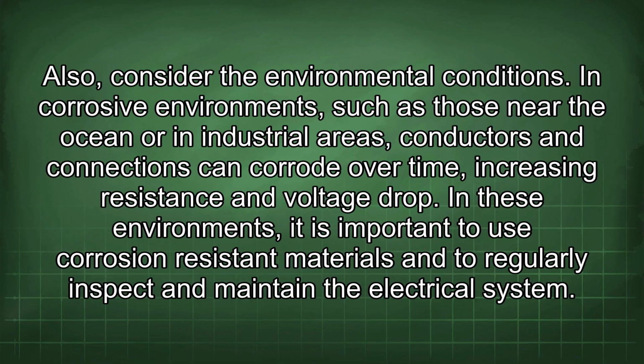Also, consider the environmental conditions. In corrosive environments, such as those near the ocean or in industrial areas, conductors and connections can corrode over time, increasing resistance and voltage drop. In these environments, it is important to use corrosion-resistant materials and to regularly inspect and maintain the electrical system.